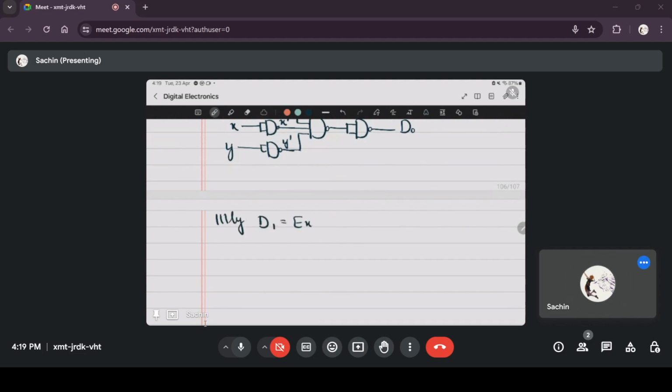D1 will be E x bar y, whole complemented twice. D2 will be E x y bar, complemented twice, and D3 will be E x y, complemented twice. So that is how you can implement a decoder circuit using only NOR gates or only NAND gates.